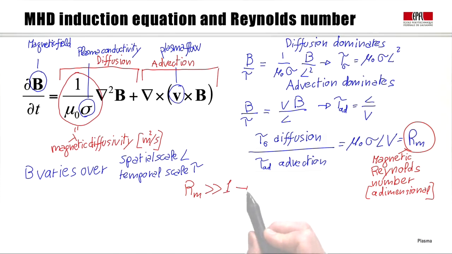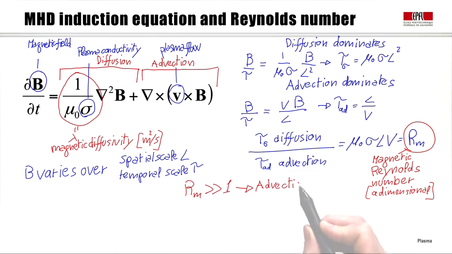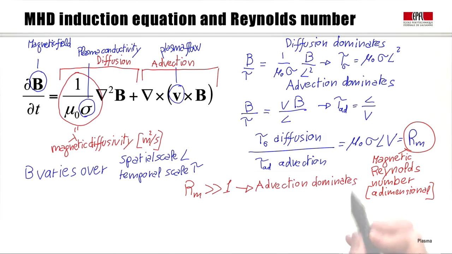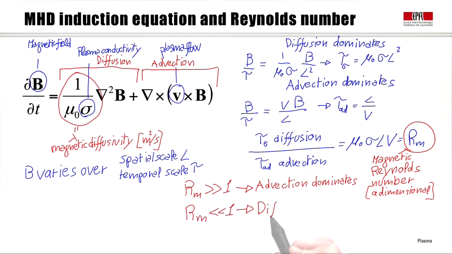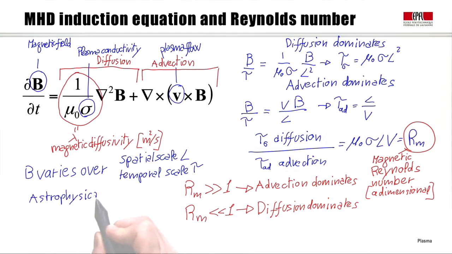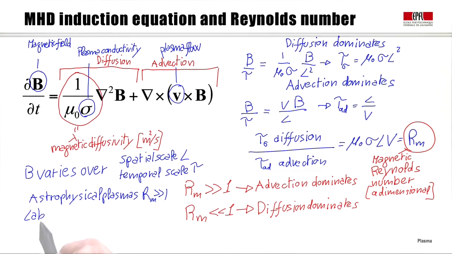If the magnetic Reynolds number is much larger than 1, advection dominates. In the opposite limit, if the magnetic Reynolds number is much smaller than 1, then diffusion dominates. As we will see in the following, in astrophysical plasmas, typically the magnetic Reynolds number is much larger than 1, while in laboratory experiments it is usually small, typically of the order of 10 or 50.